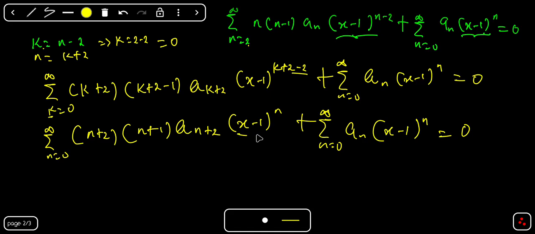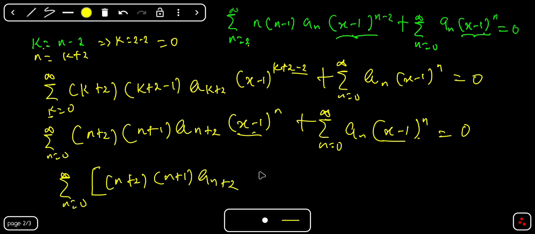This is x minus 1 raised to the power of n. This is also x minus 1 raised to the power of n. So you have the same power. So what we're going to do now is to combine the sums and find the recurrence relation. If we combine the sums, x minus 1 raised to the power of n is now common throughout. So we're going to factor out x minus 1 raised to the power of n. So we're going to have the sum of n from 0 to infinity of n plus 2, multiplied by n plus 1, multiplied by a of n plus 2, then plus a n, then everything multiplied by x minus 1 raised to the power of n equals 0.